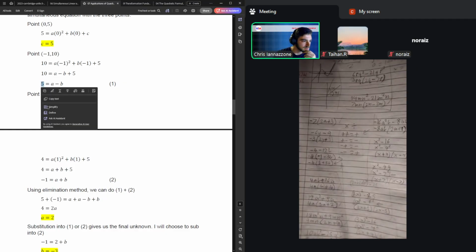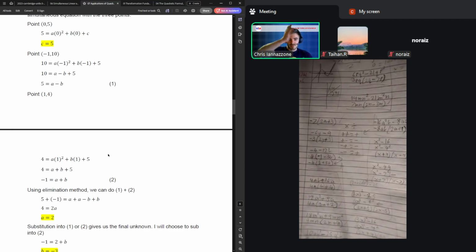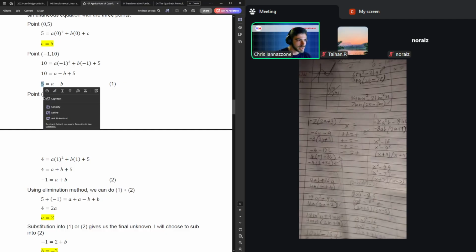So for instance, you've got the 5 over here and the negative 1 over here. If you're doing equation 1 plus equation 2, you do 5 plus negative 1. That's this bit here. Then you would do a plus a. That's this bit here. And then you would do negative b plus b. That's that bit there. So you essentially line up your two equations on top of each other and just add across the vertical slices. If this was subtraction, you would just subtract vertically downwards.